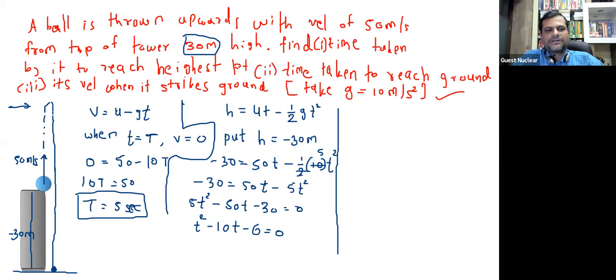Okay, what is there in the third question here? Its velocity when it strikes the ground. Okay, so how can we get that using the third kinematic equation here? So v square is equal to u square plus or minus 2gh.